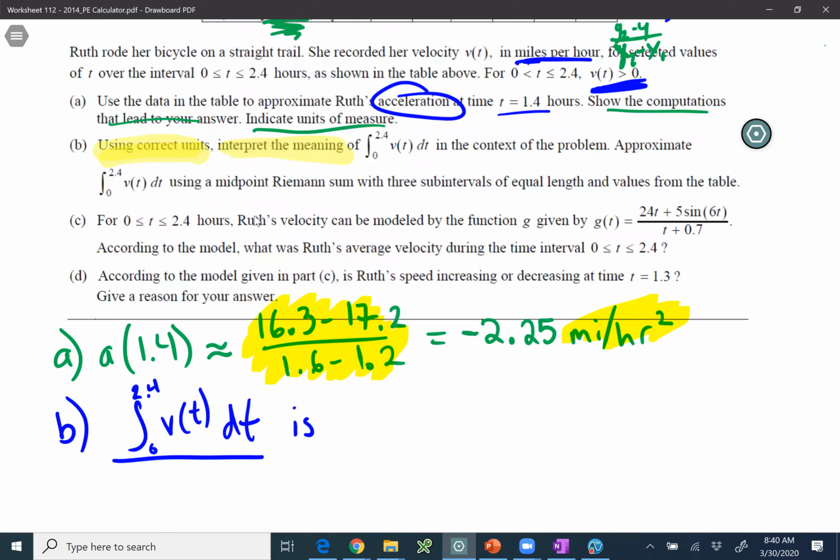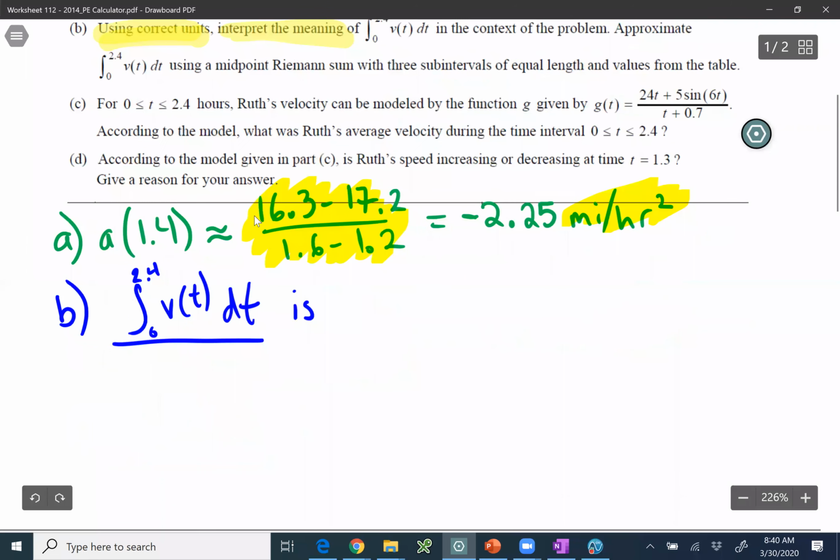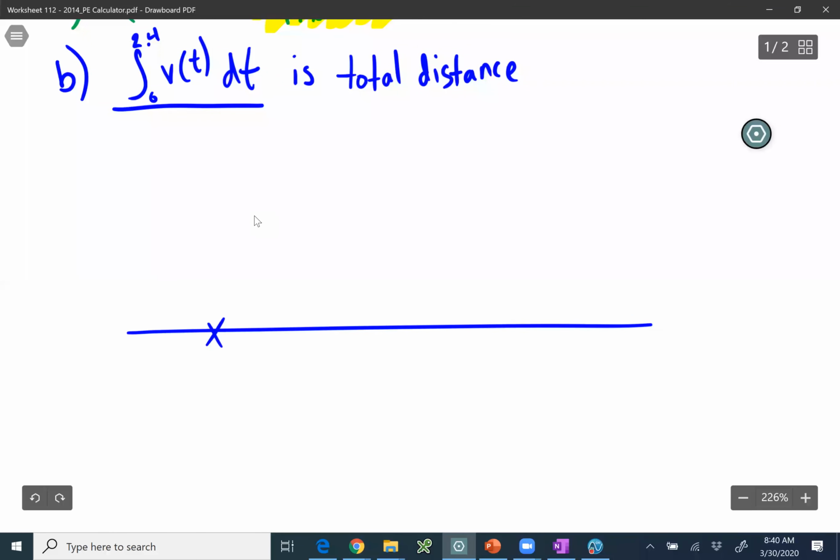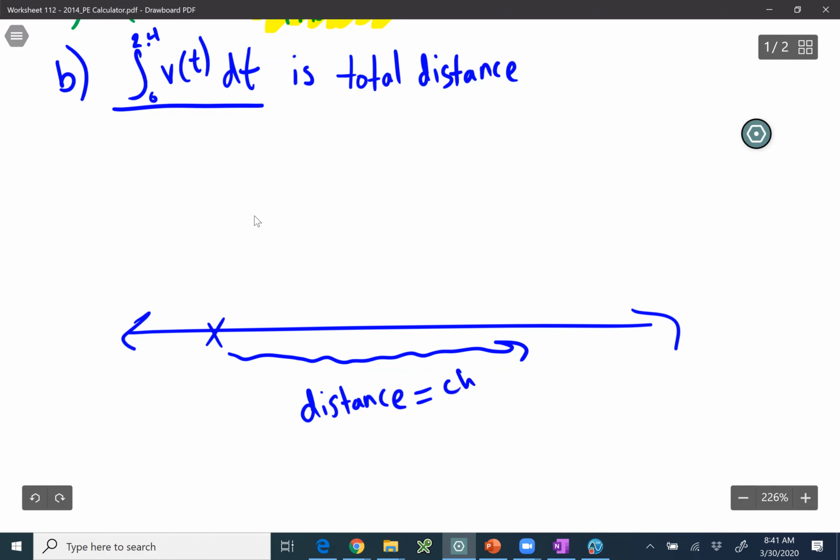Whenever that's the case, technically, in your answer key, you'll see it is the total distance, because you can't ever go backwards, right? Like if this was your starting point and you're always moving forwards and you can't ever go backwards, then essentially distance becomes the same thing as change in position. So that's for v greater than 0.